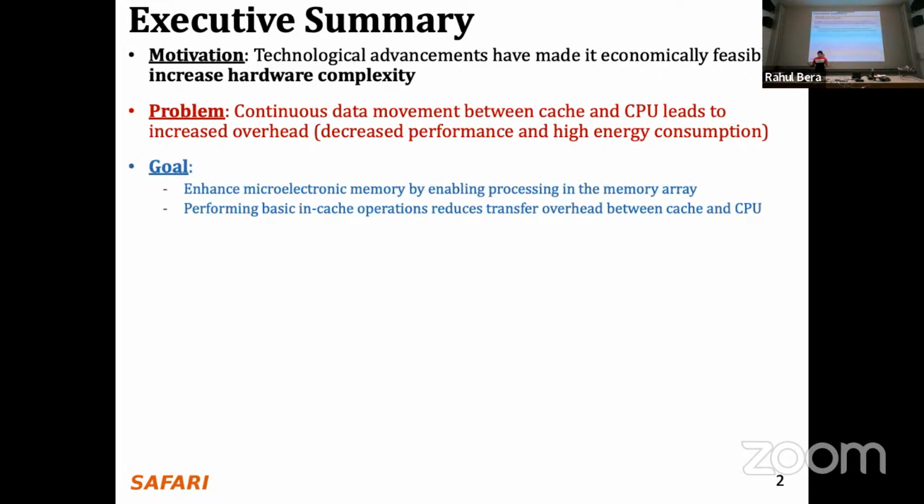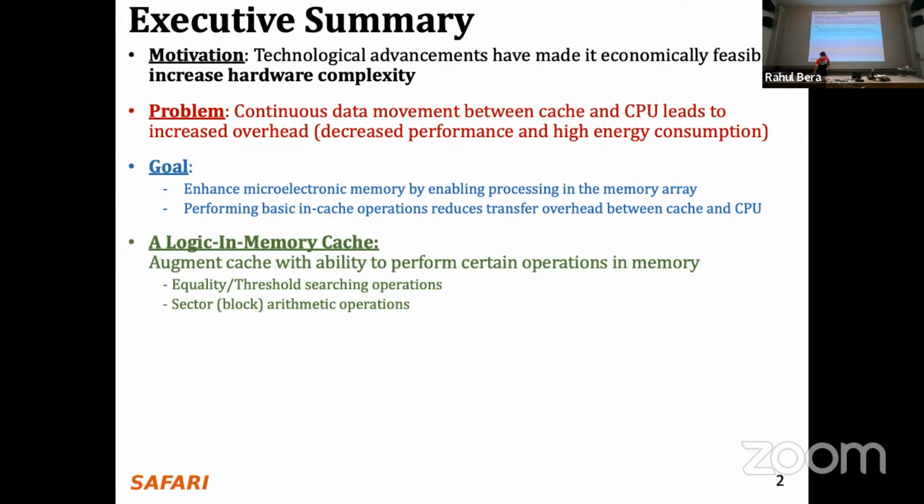The paper mentions that microelectronic memory caches can be enhanced by enabling processing directly in the memory array itself. If we are able to perform basic cache operations directly in place in cache, instead of having to move data from cache to the CPU, this would reduce quite a bit of overhead. And for this, the author proposes a logic-in-memory cache.